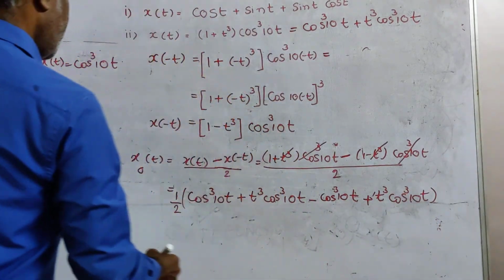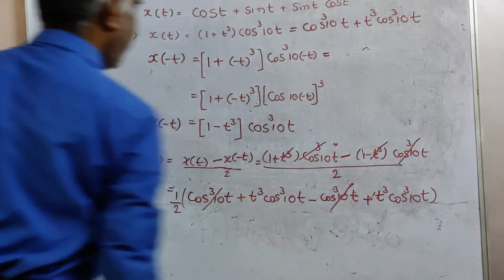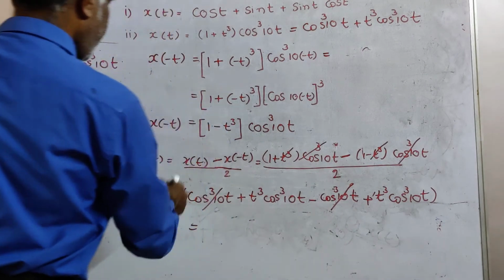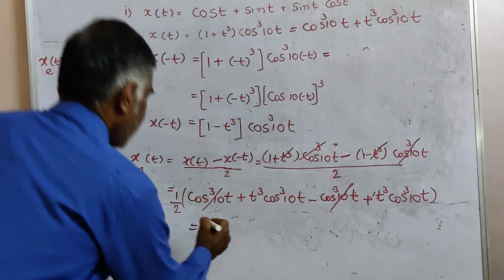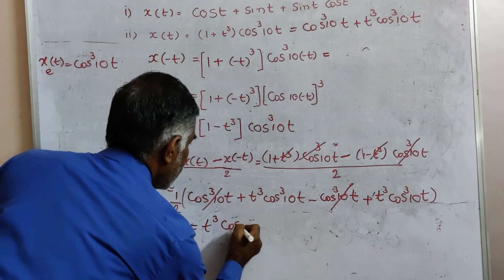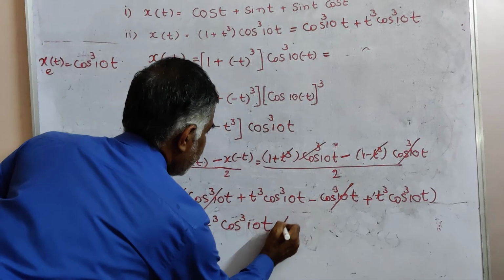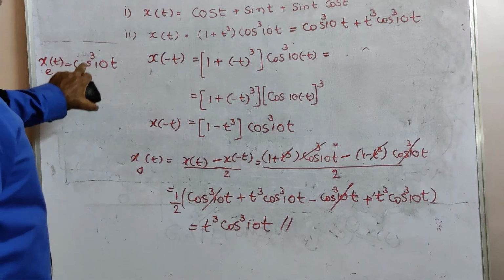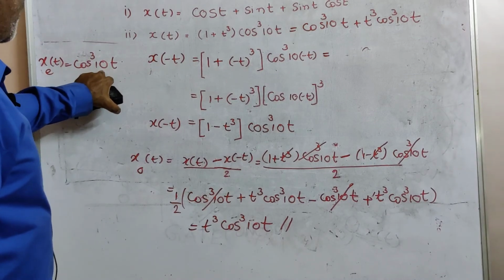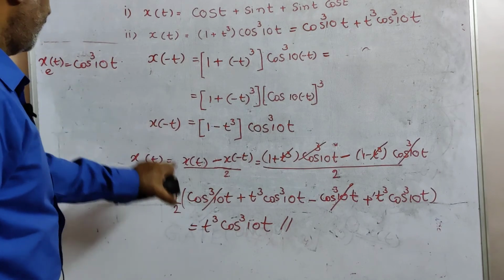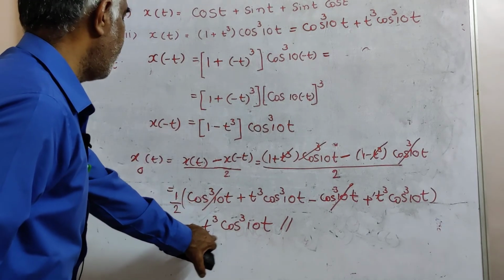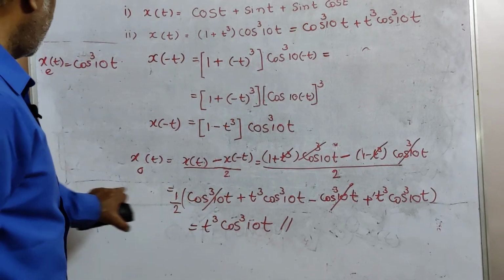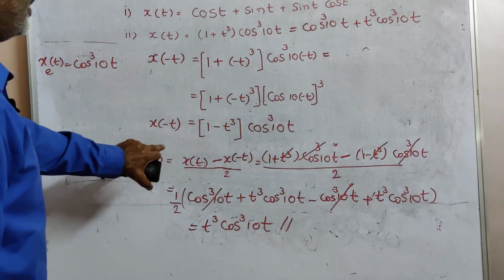Then these two terms get cancelled. We get 2 t^3 cos^3 10t divided by 2, that is t^3 cos^3 10t. This is what is called the odd part. So xe(t) is equal to cos^3 10t, and the remaining one, t^3 cos^3 10t, is the odd part. This is the even part, this is the odd part.